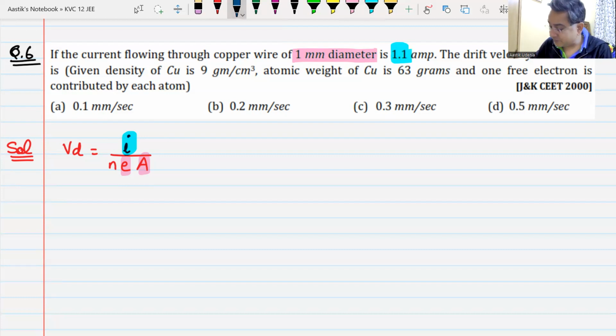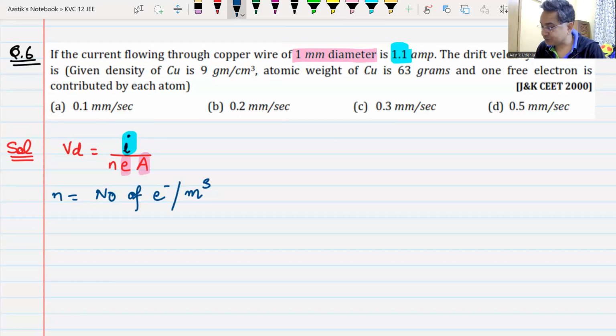Now remember, this N was number of electrons per meter cube, per unit volume. Yes or no? Now, per unit volume, you have to find out number of electrons. Now we just use what is given here. One free electron is contributed by each atom.